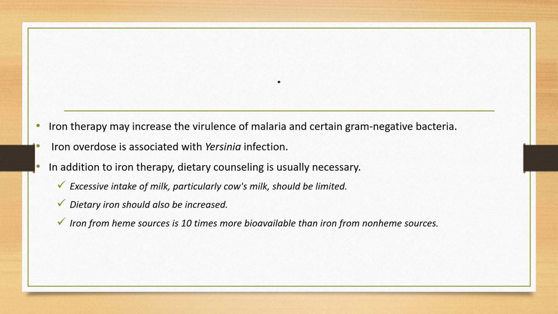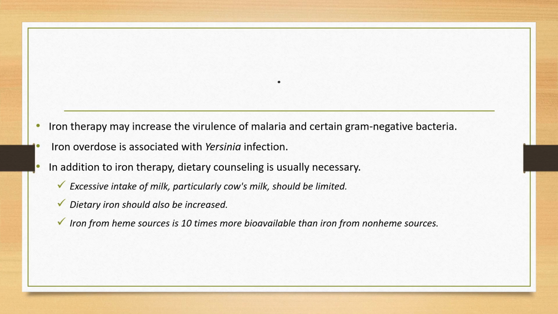Iron overdose is associated with Yersinia infection, so we should avoid iron overdose. We should appropriately calculate the amount of iron, 3 to 6 mg per kg per day of elemental iron in 1 to 2 divided doses. In addition to iron therapy, dietary counseling is also necessary. Excessive intake of milk, particularly cow milk, should be limited. Dietary iron should also be increased.